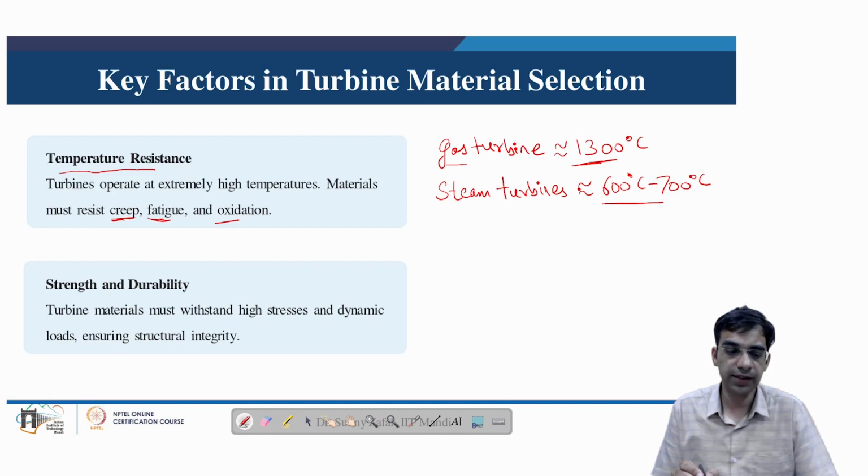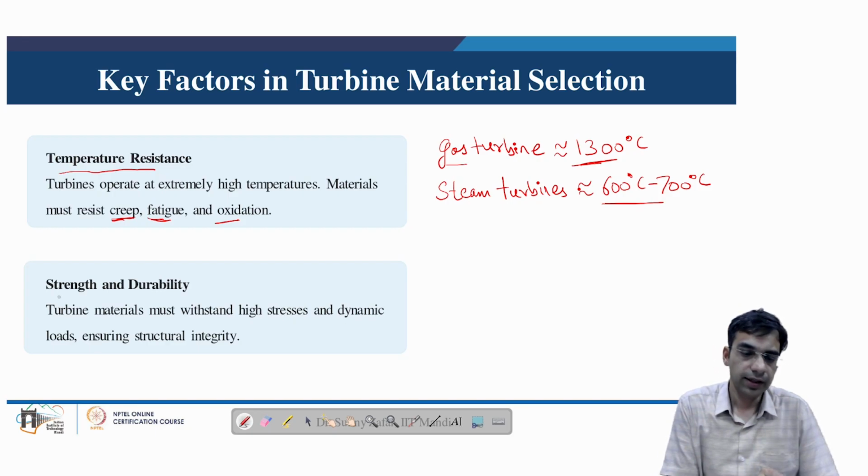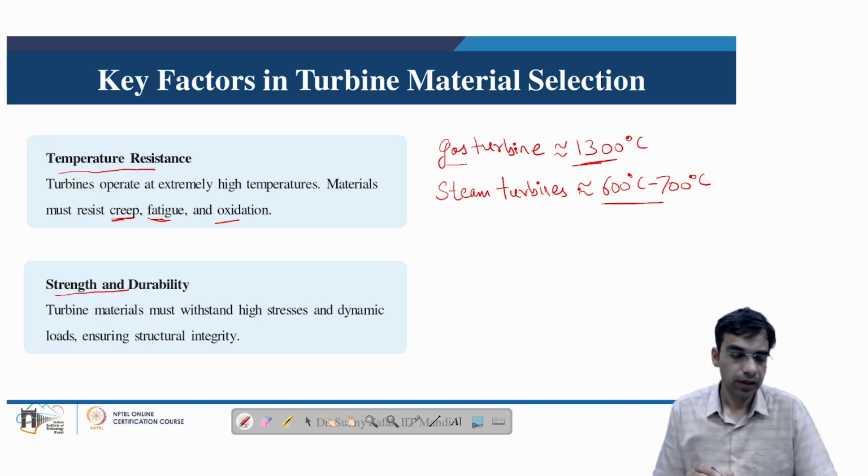So the materials selected for making such turbines should have temperature resistance, meaning their strength, their oxidation resistance, their hardness, their properties to resist creep or fatigue must not degrade with elevating temperatures. The second factor in selecting the turbine material is strength and durability. What we mean by this is that the turbine materials must be able to withstand the high stresses which are generated because of high speed rotation.